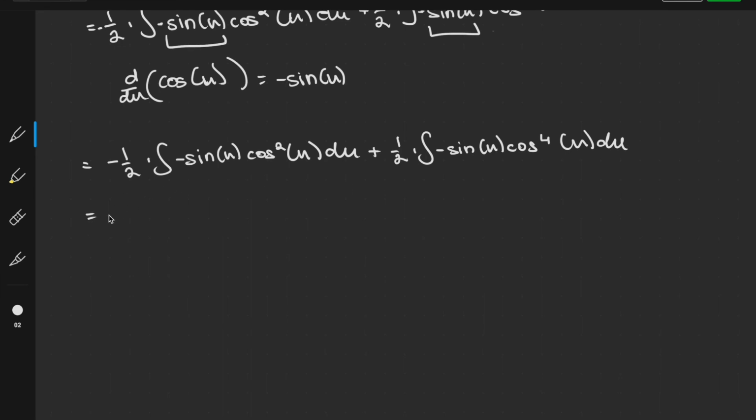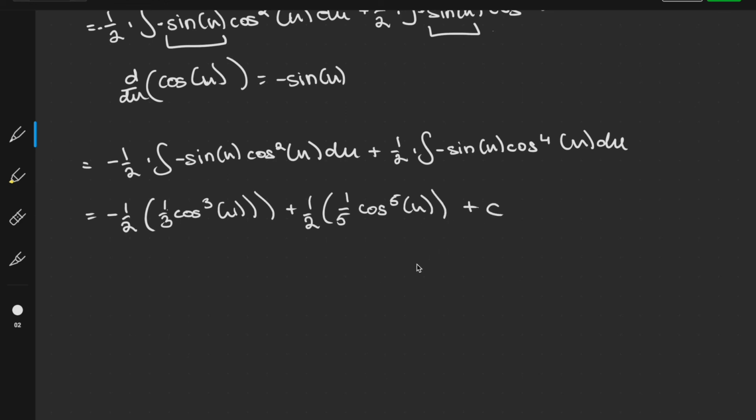And now again, this is really nice and easy to anti-differentiate because we have exactly the form that we need. So for this first integral, we're going to leave this half at the front. This is just going to come cosine cubed u over 3. So I'm going to write a third cosine cubed u. And then this is almost the same thing here, so that's going to become cosine to the 5th over 5. So then we're going to get, need to close that as well, a half, 1 over 5 cosine to the 5 of u, and then plus c.